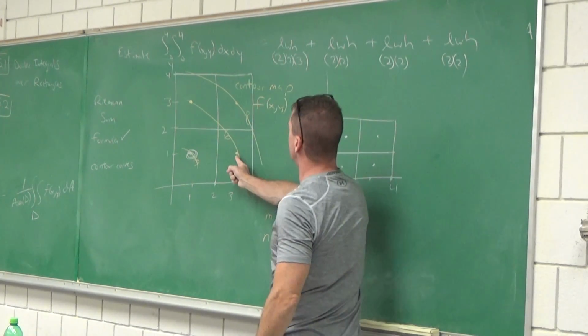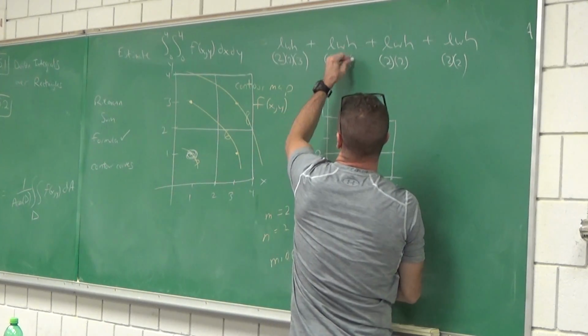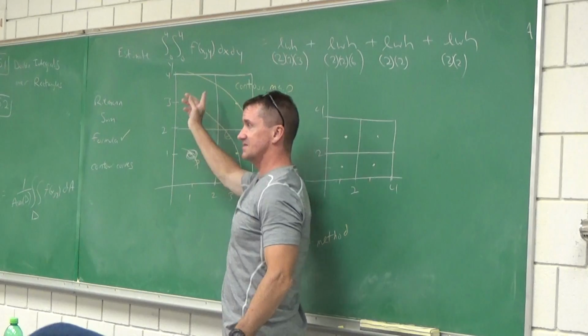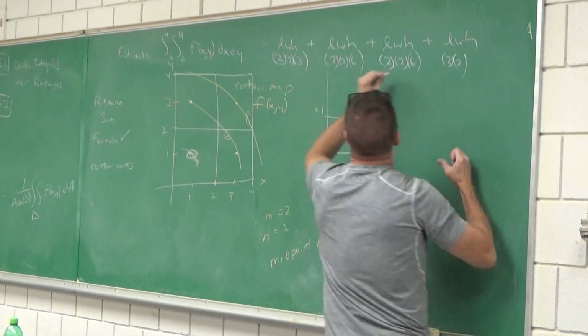All right, how about over here? 6. You got to follow that contour. 6. How about this one? 6. And lastly, what was this one? 8.